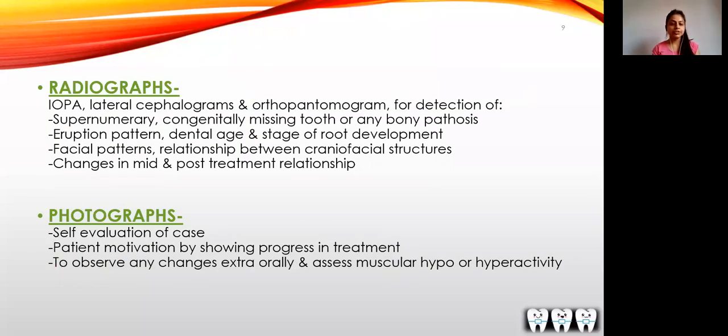Next are the radiographs. Different radiographs like IOPA, lateral cephalogram, and OPG can be taken for the detection of either supernumerary teeth, congenitally missing teeth, or any bony pathological condition. We can check for the eruption pattern. We can check the dental age of the patient, or we can check the stage of root development.